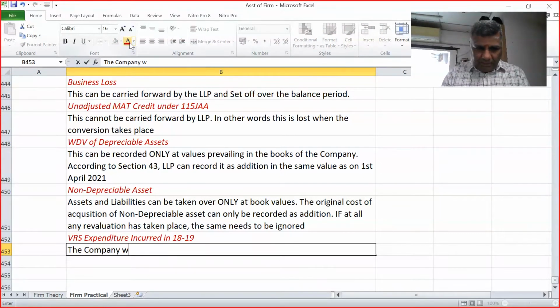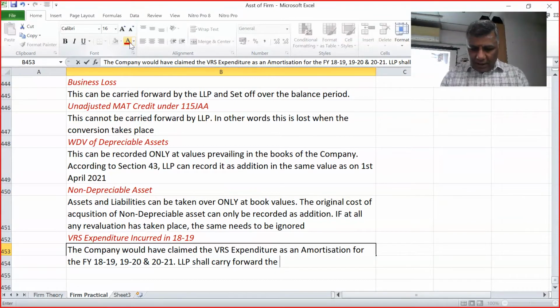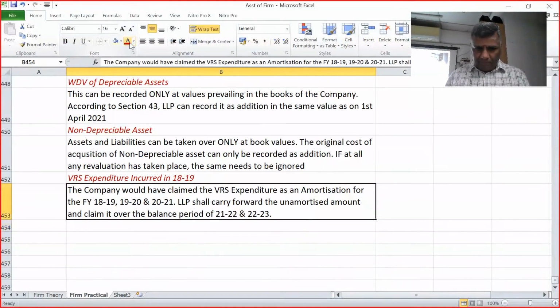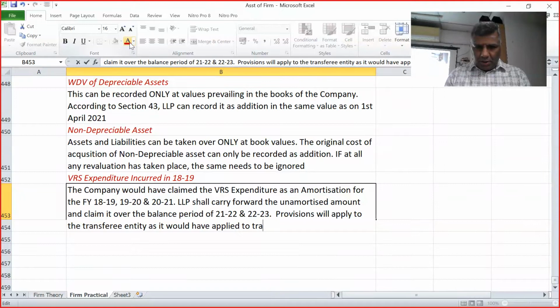The company would have claimed the VRS expenditure as an amortization for the financial year 1819, 1920 and 2021. LLP shall carry forward the unamortized amount and claim it over the balance period of 21-22 and 22-23. Provisions will apply to the transferee entity as it would have applied to the transferor.